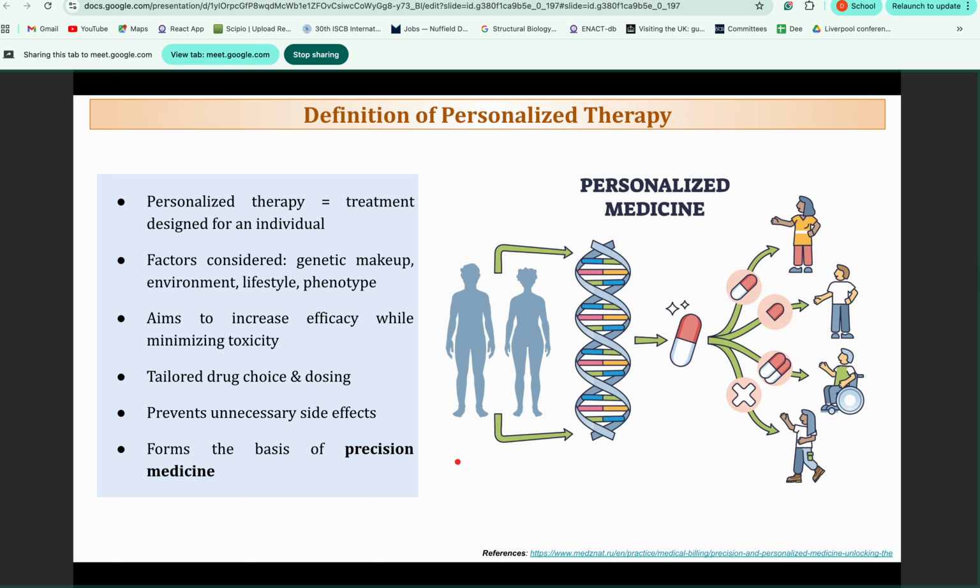So personalized therapy is a broader term, and precision medicine is the medicine which can behave precisely on that particular individual, and personalized means that it is specific to one particular individual, that is known as personalized medicine. So this is how the personalized therapy works.